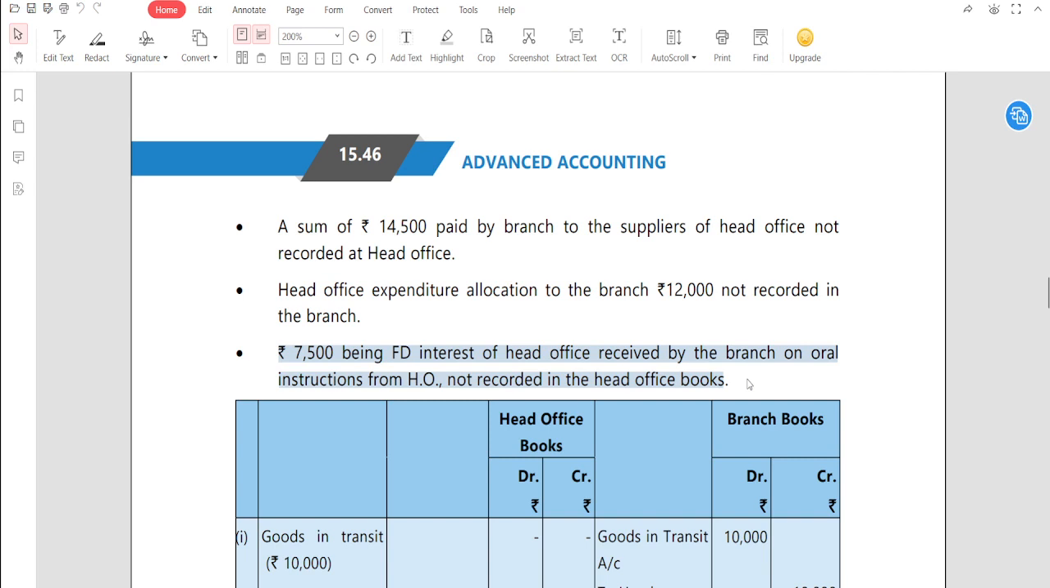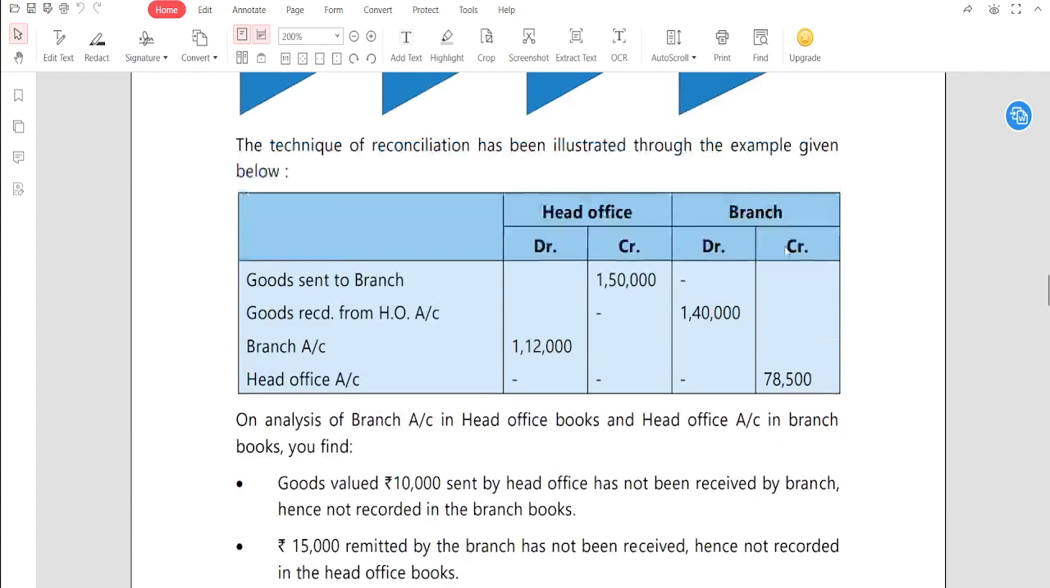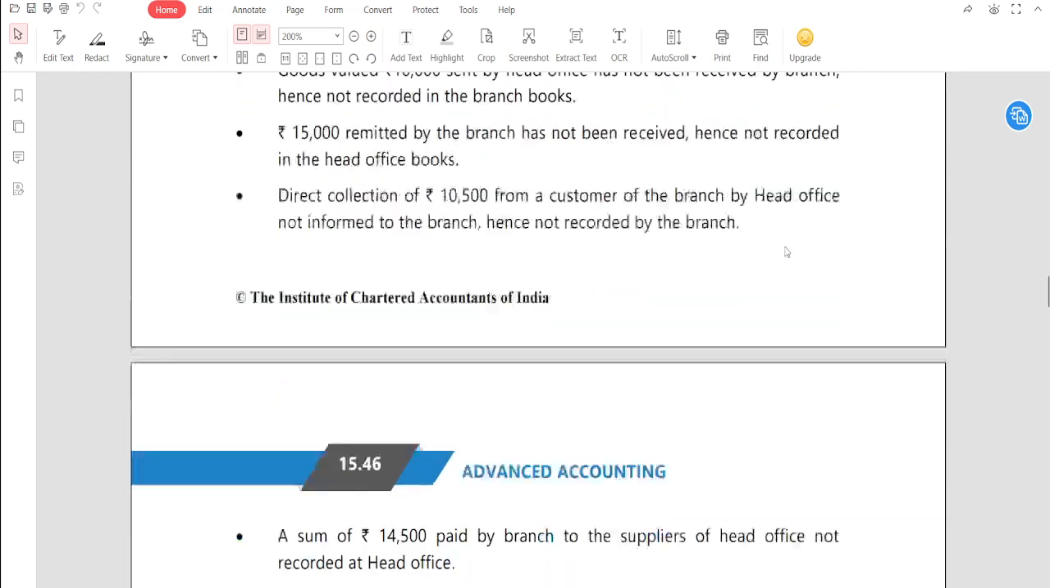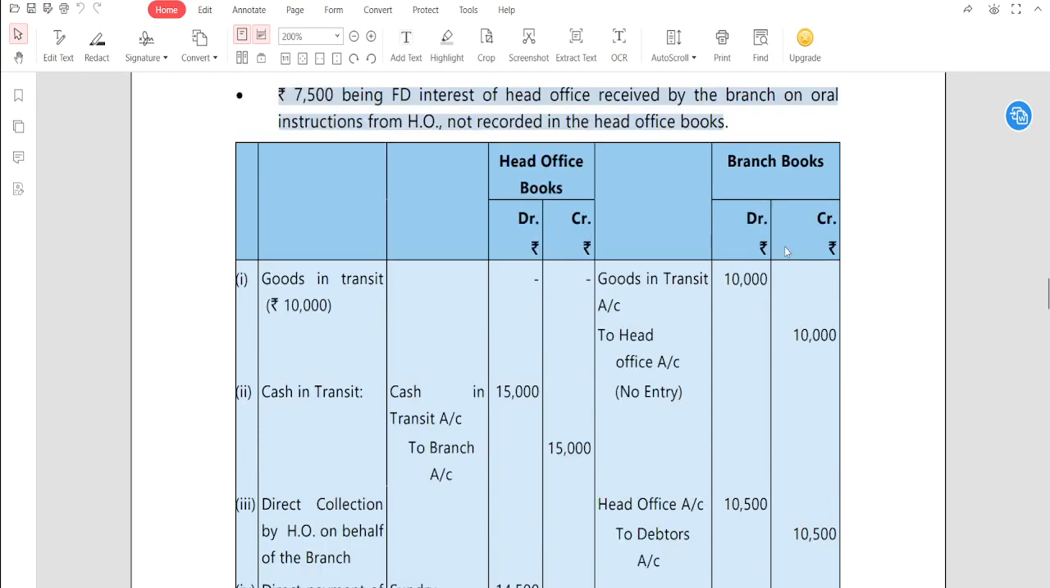Now let's try to understand how we are going to record this. Let's understand one by one. In the same way as the question is given, we are going to put two columns, the HO column and the branch column, one is debit and one is credit, no problem. Now goods sent to the branch 1,50,000, we are going to show it, no problem. But now we are going to reconcile this.